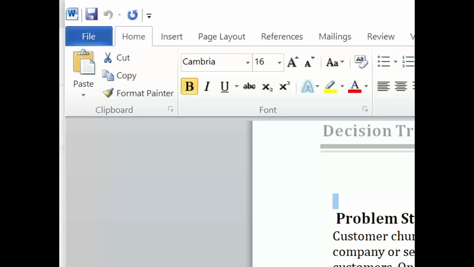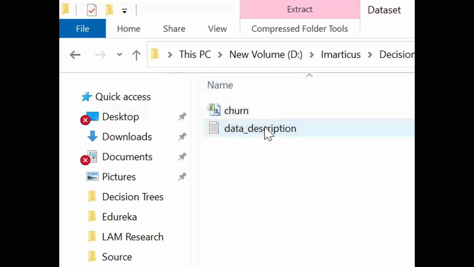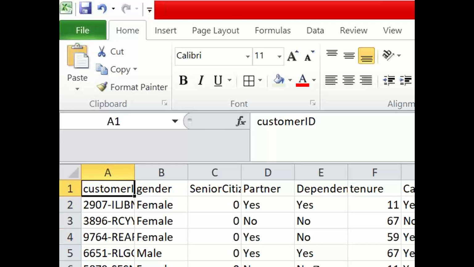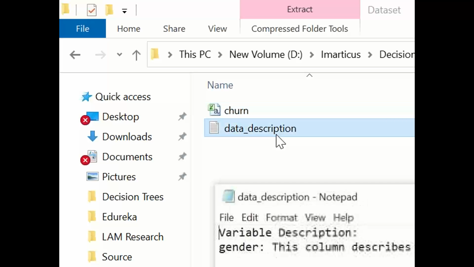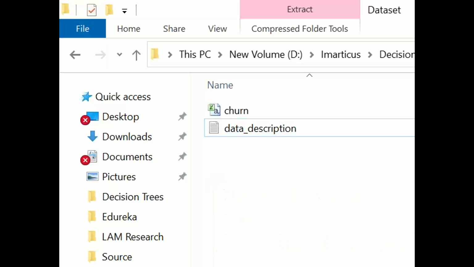All of you please take a look at the data set as well. The data set is the churn data. You will see you have the customer ID, the gender of the customer, senior citizen, and whether he has a partner or not. So you have all this data present with you, and you have a data description as well. Please spend 2 minutes to go through this data and understand what it is all about.